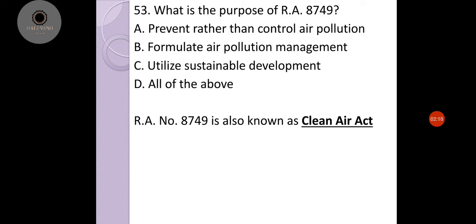So yung answer natin dito is all of the above because the Clean Air Act includes the prevention rather than the control of air pollution and also the formulation of air pollution management and the utilization of sustainable development. So, again, remember this Republic Act, Republic Act number 8749, also known as the Clean Air Act.